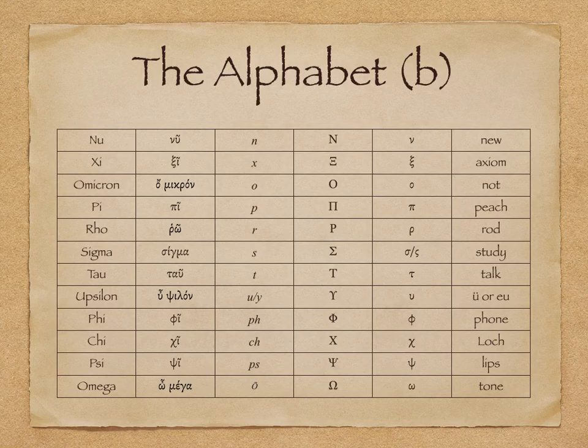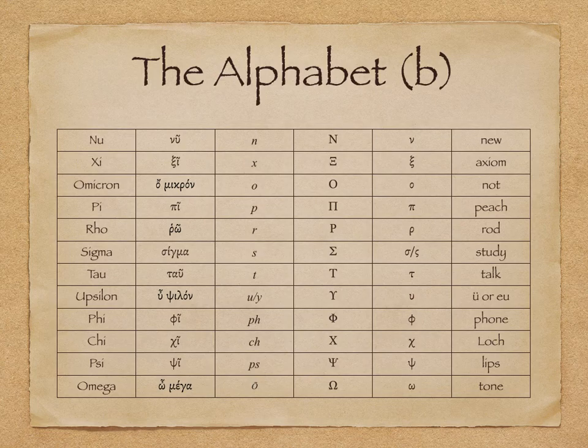Xi, as in axiom, xi, just the X sound, X, as in axiom. Omicron, O as in not. Pi, P as in peach. Rho, R as in rod. But notice in both the capital and lowercase, rho looks like the English letter P, but it's rho as in rod. Sigma as in study.